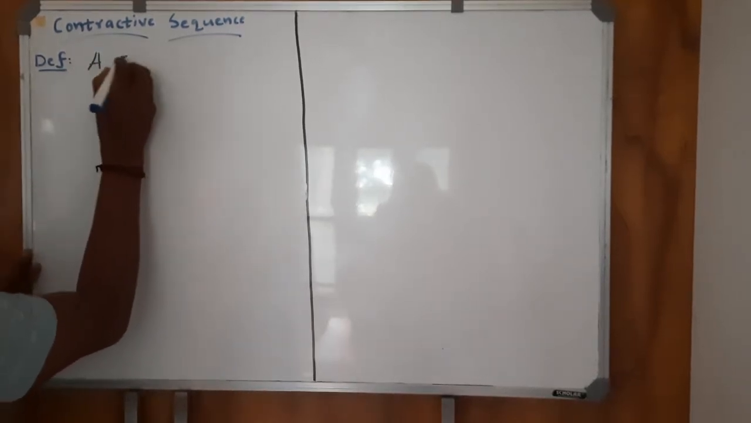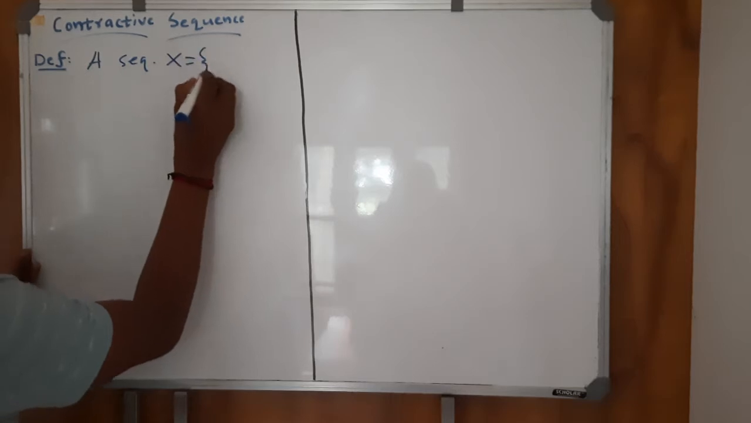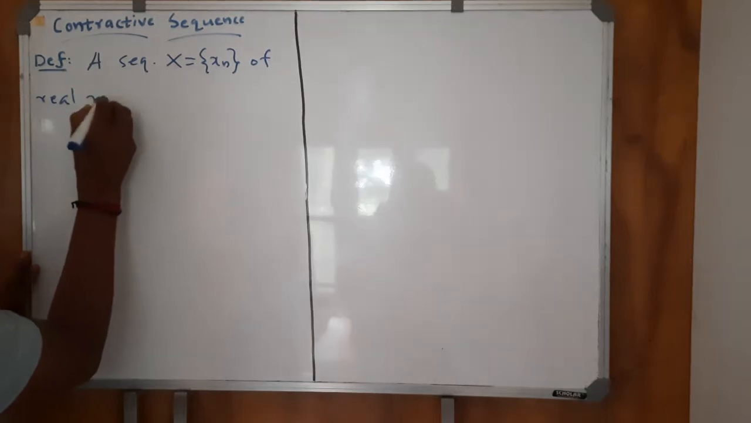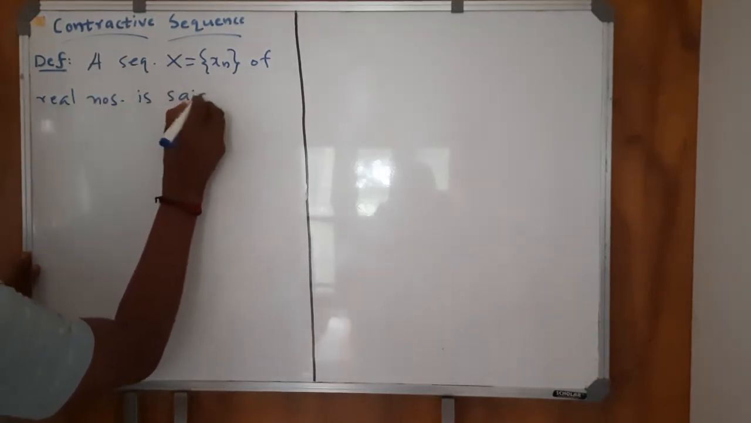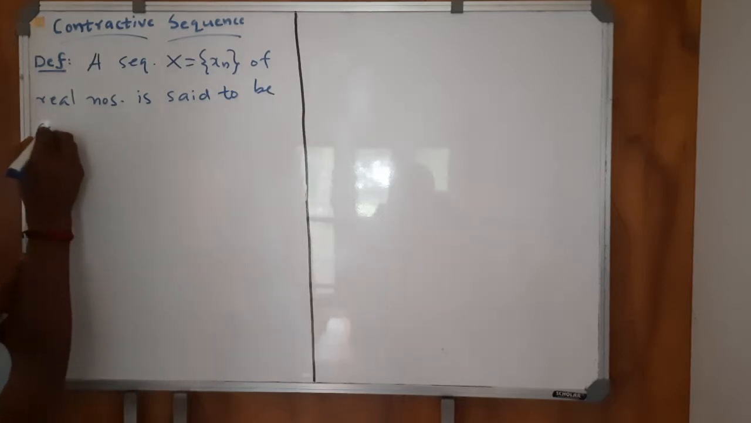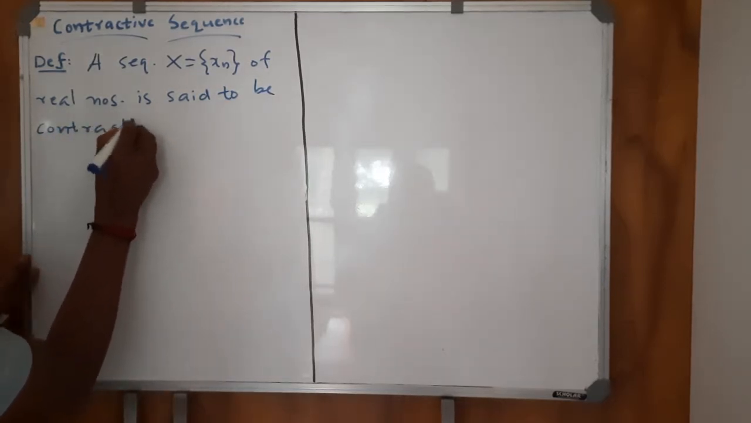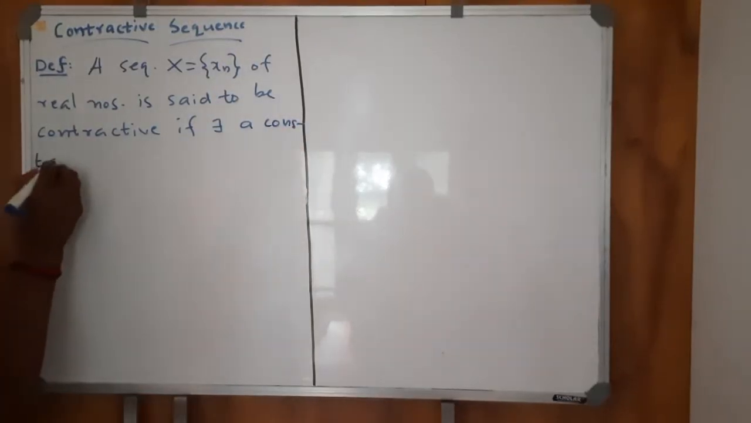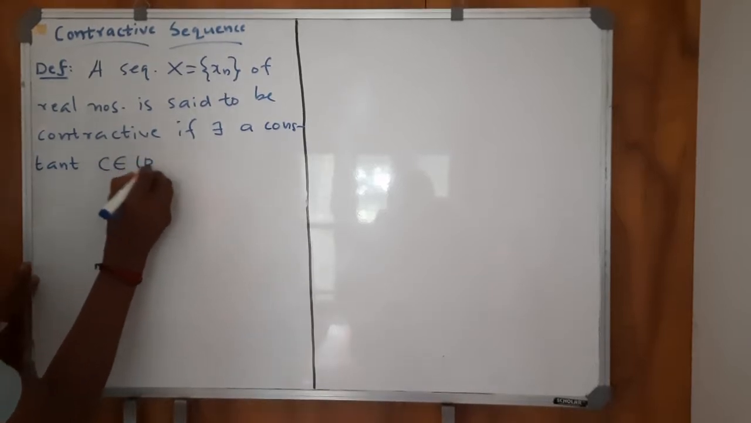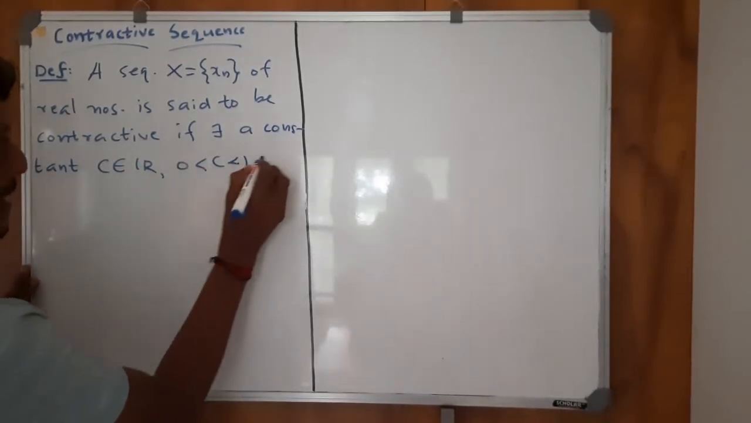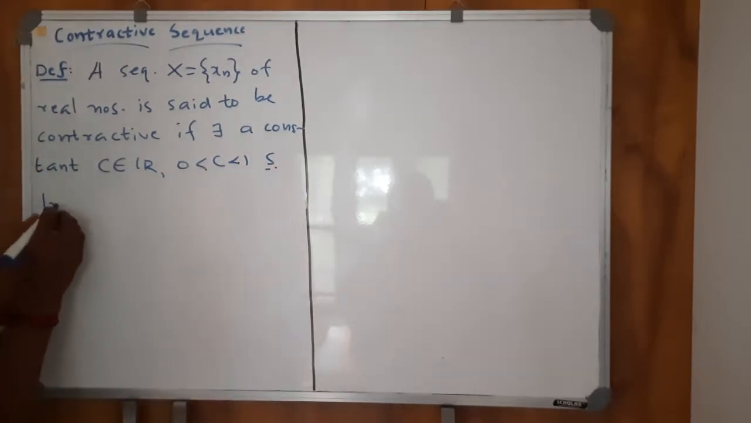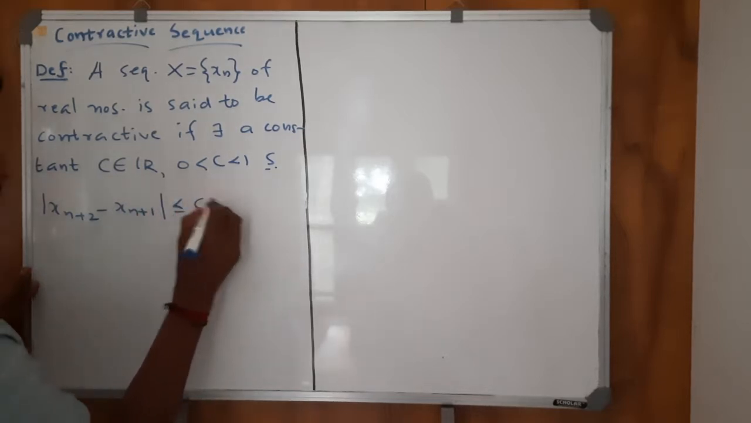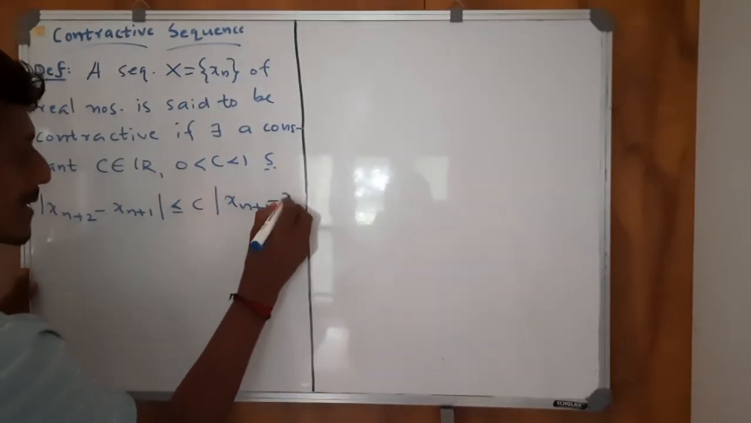A sequence x = (xn) of real numbers is said to be contractive if there exists a constant c with 0 < c < 1 such that |xn+2 - xn+1| ≤ c |xn+1 - xn|.